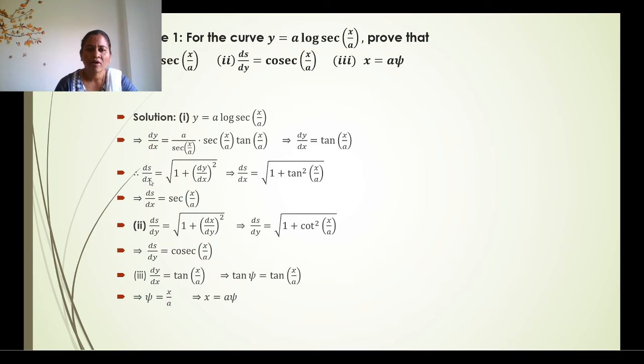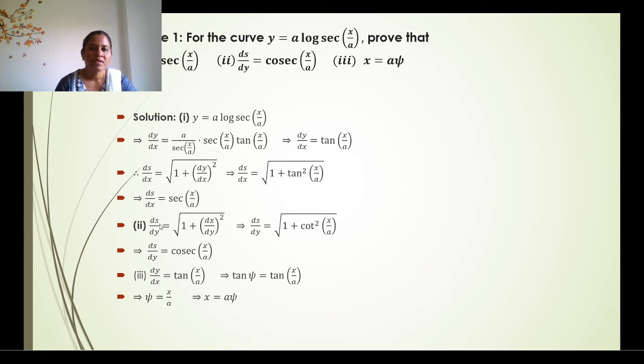Then we have the formula ds by dx is equal to square root of 1 plus dy by dx whole square. Then ds by dx is equal to square root of 1 plus dy by dx, already found, tan square x by a. It is in the form of 1 plus tan square a, which is secant square a, square root of secant square a, secant x by a. This is the first problem.